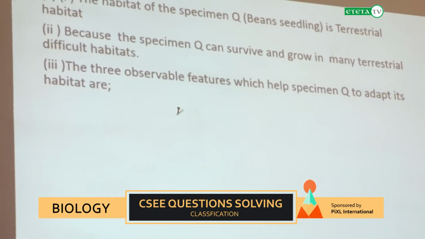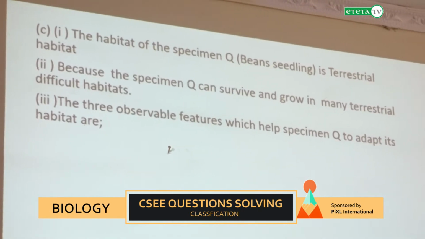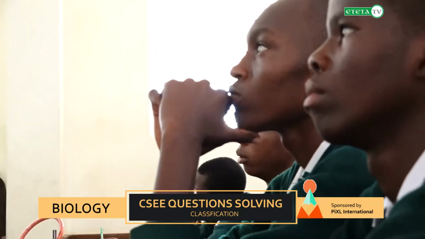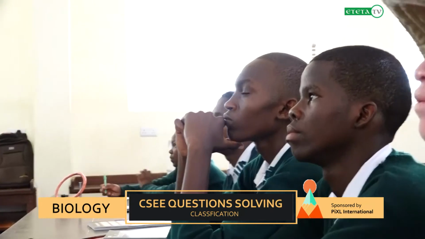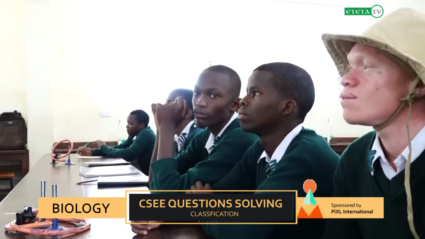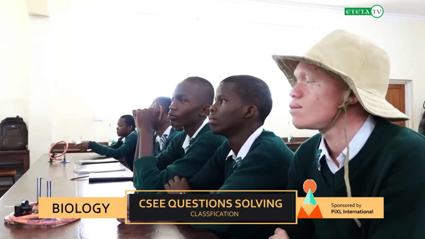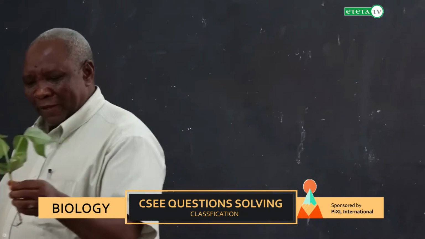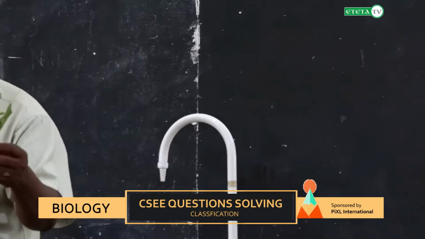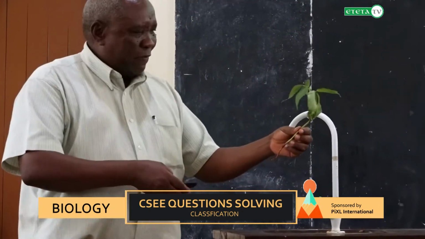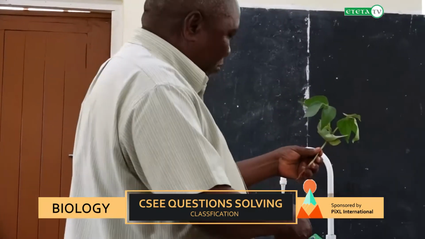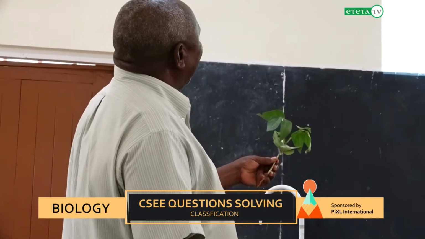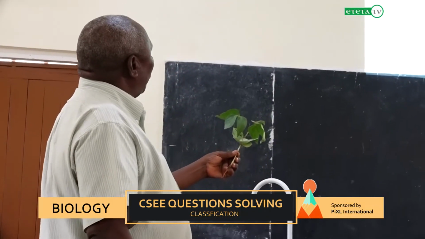Why this specimen Q? The observable features, the features which I observe to make this kind of specimen survive in their habitats, terrestrial habitats, on the land. Yeah, I observe the specimen. So the features that they have: a taproot.